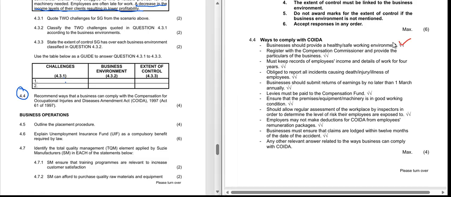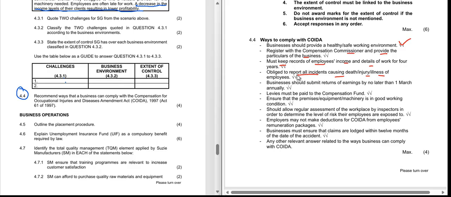Register with the Compensation Commissioner and provide the particulars of the business. You must keep records of employees' income and details of work for 4 years. Obliged to report all incidents causing death or injuries of employees. So all these things are what the business can do to comply with COIDA.